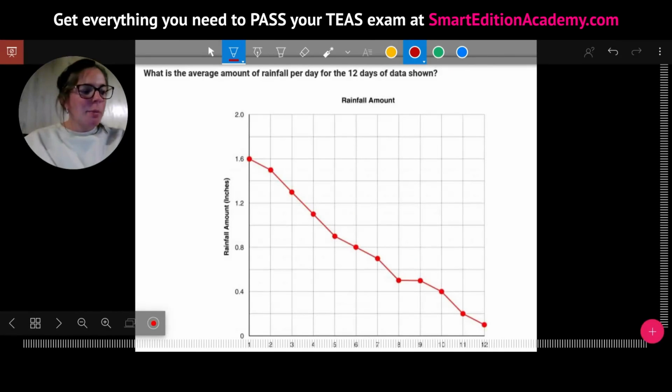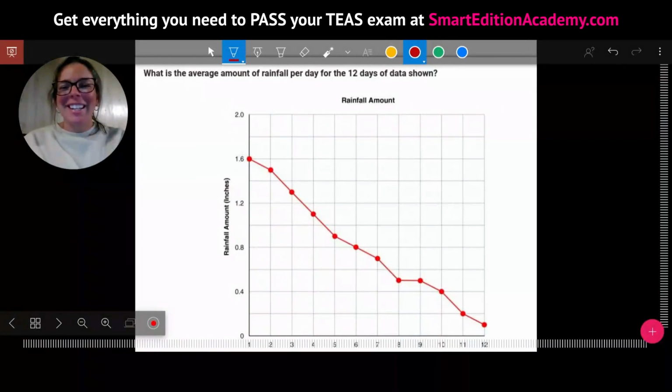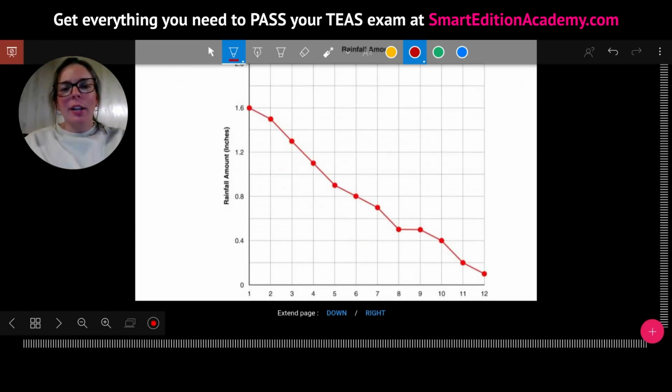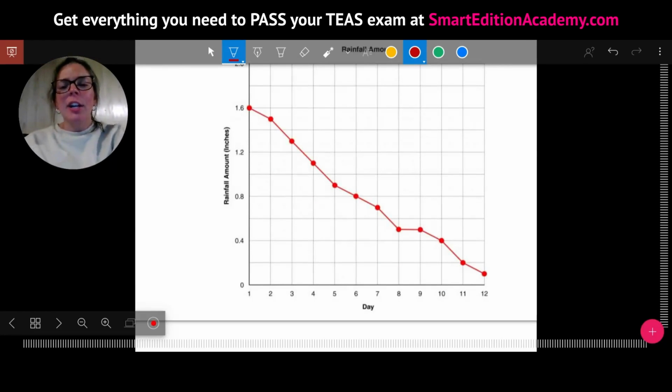Cool. All right, just a couple more questions for us today before we wrap up. Here is a line graph. This says, what is the average amount of rainfall per day for the 12 days of data shown? So we did a question similar to this before. I want you to go ahead and try to get a little bit of a start here on this question.